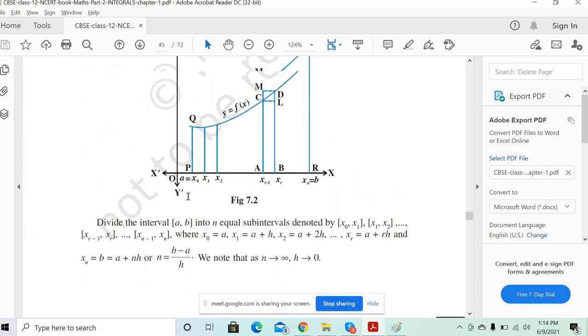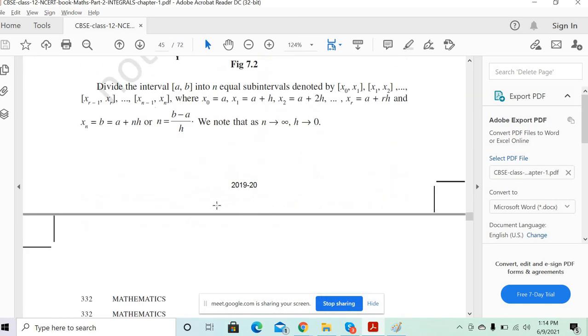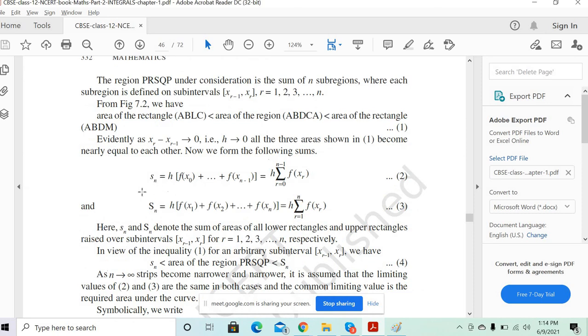We need to find the area of the rectangle. So the area of rectangle P is this first strip, then the second strip, and so on. How will you do that? Let's do a summation. Write this formula, Vijay, as equation number 2: S of n is equal to h times f of x naught plus f of x1, till it goes to f of x n minus 1. Then I'll explain to you.